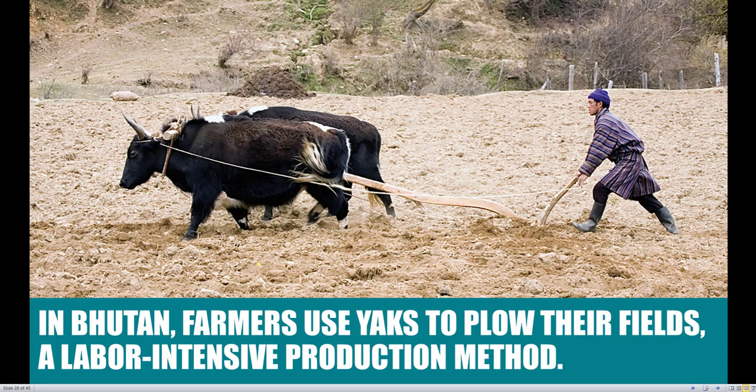And we can see this with a simple example in terms of farming. So in Bhutan, a very small country in Asia, farmers use yaks to plow their fields, which is a very labor-intensive production method. If we give this one farmer, however, say a big tractor, he's going to be very, very productive. He can probably plow all of his fields in one day.